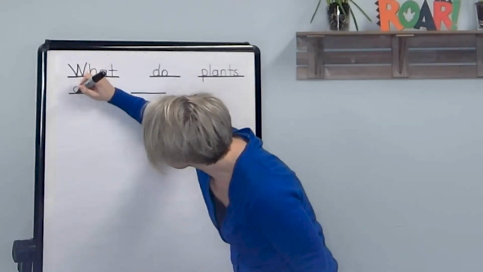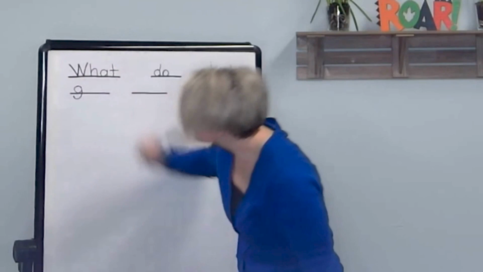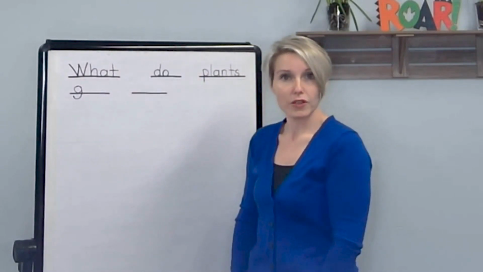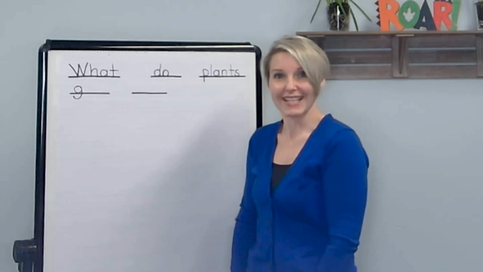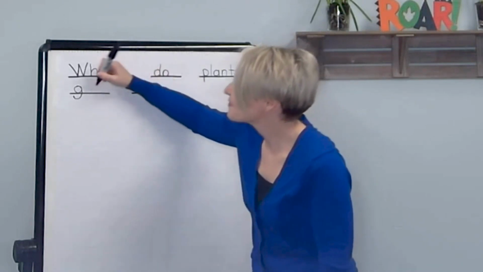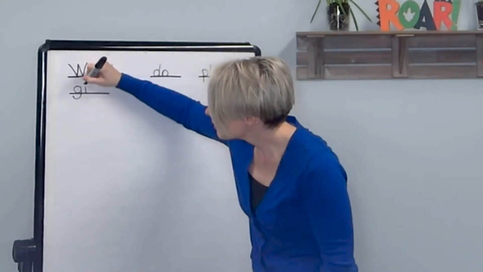Around like a C, close it up, and then we're going to hook down. There's my G. The next sound is I. Do you know what vowel makes the I sound? I. Great. Let's make a lowercase i. Big line down with a dot on top.